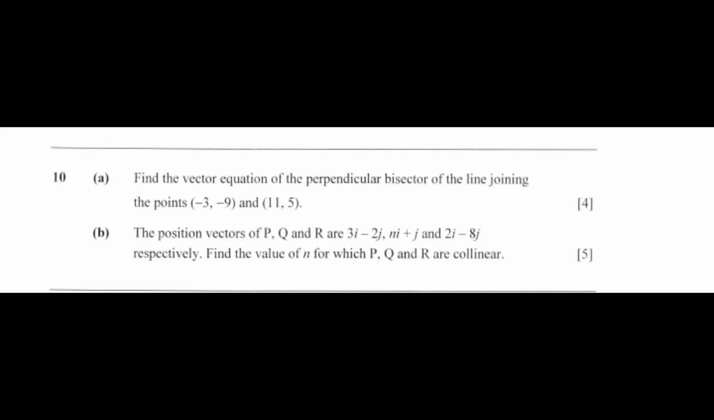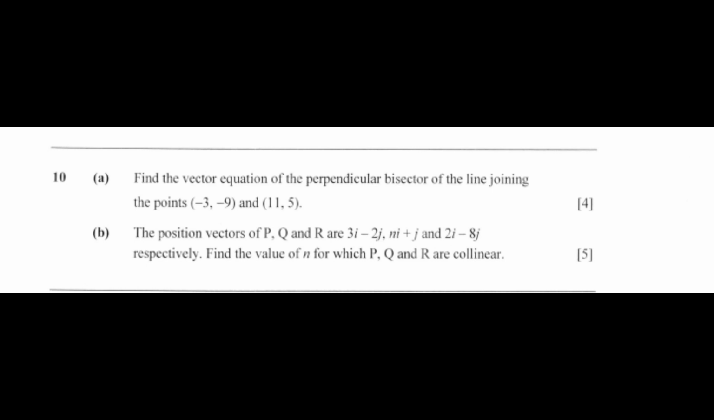In this video, I will show the solutions to question 10 from 2017 paper 1 additional mathematics. So the first part of this question reads, find the vector equation of the perpendicular bisector of the line joining the points -3, -9 and 11, 5.